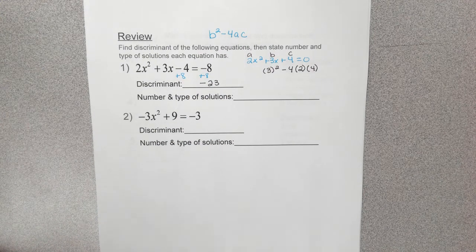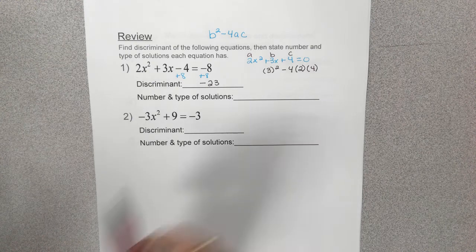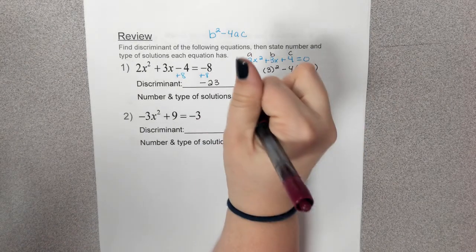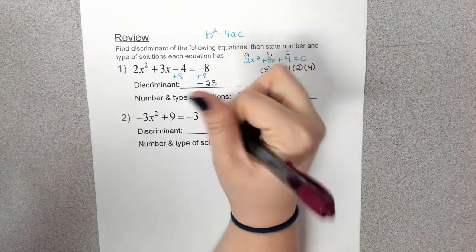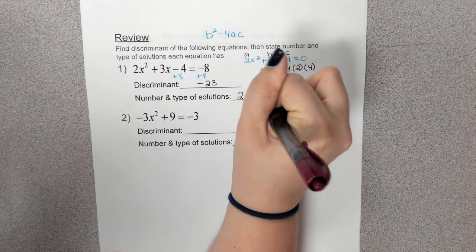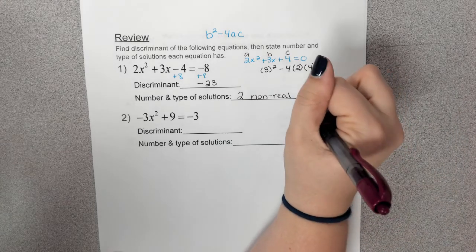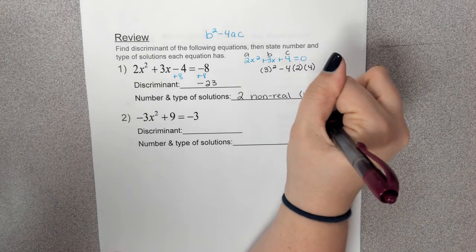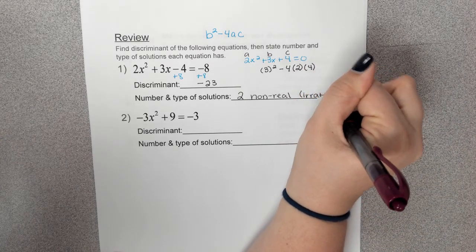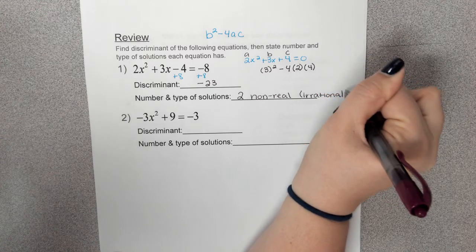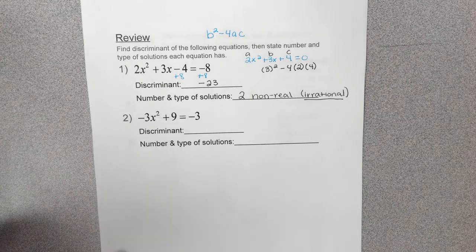Then from there I want to state the number and type of solution. So my number is going to be 2 because it's a negative, and then the type is going to be non-real or imaginary. The other thing you need to know is irrational. Irrational means that it's not real. That word, you need to know it. So non-real or irrational, that's number 1.